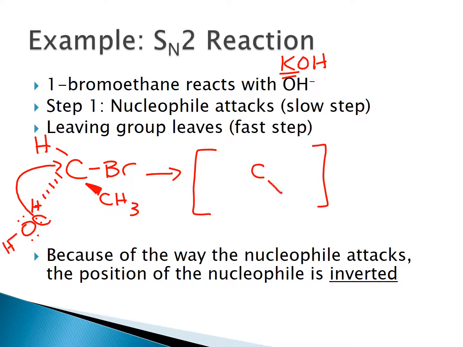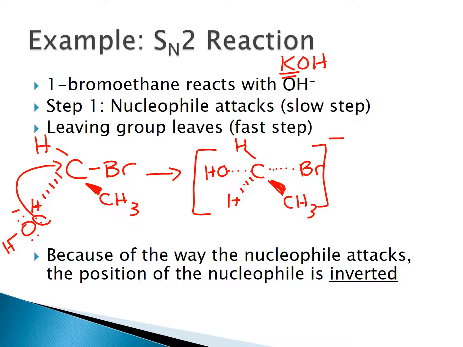So carbon is going to have 5 bonds here. Oh, sorry, that looks kind of ugly. And basically it's going to form these temporary bonds with the hydroxyl group and the bromo group. Okay? So this is a 5-membered transition state. Now, remember that hydroxide has a negative charge. So since that has now been added to 1-bromoethane, this overall transition state will have a negative 1 charge.